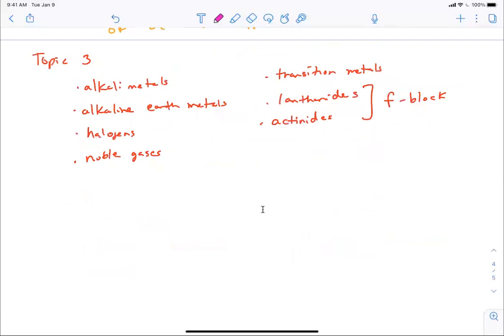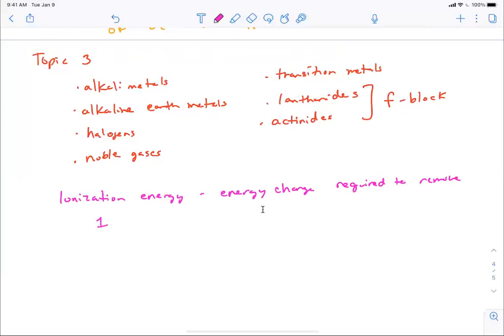Within this, we also have the periodic trends, and there's a lot of memorization in this: A, knowing what the trend is, and B, knowing how to apply it. Right now, I'm just going to focus on definitions, and the application we've gone over several times. The definitions you tend to need to know are things like ionization energy: the energy change required to remove one electron from an atom. I guess this is first ionization energy, from an atom in its gaseous state.